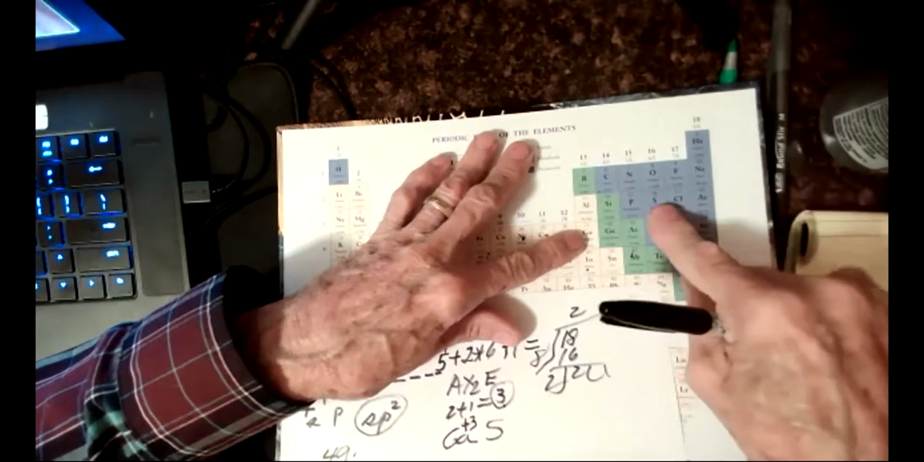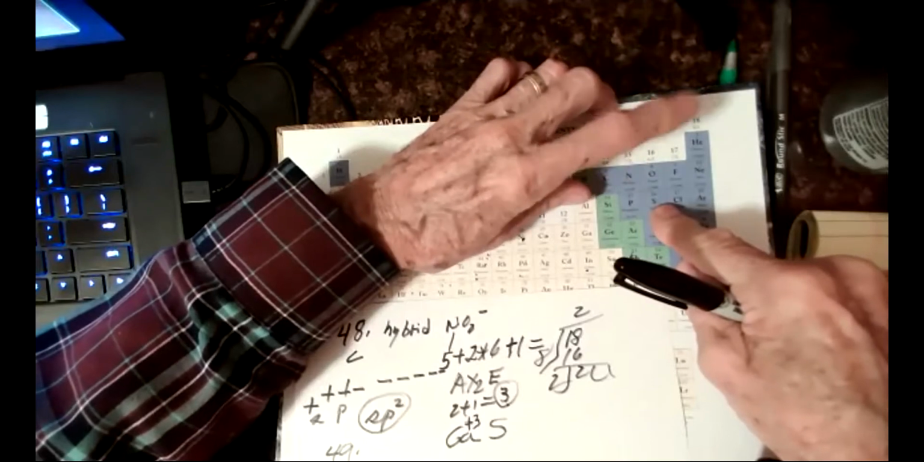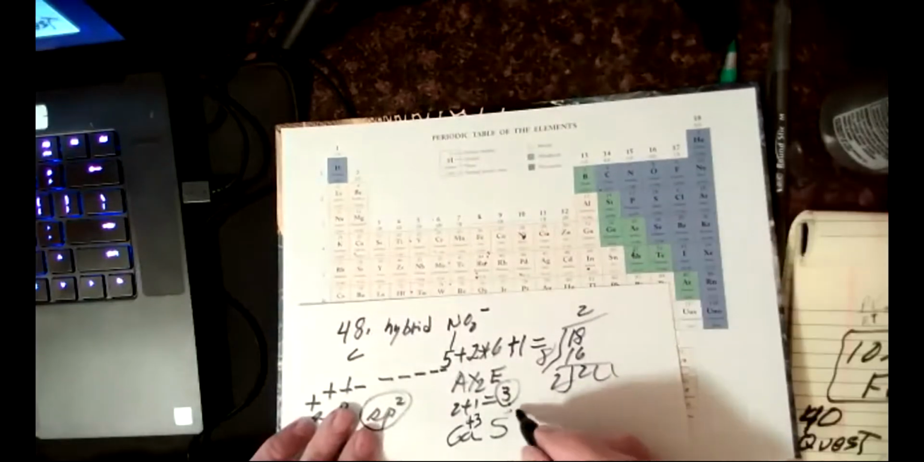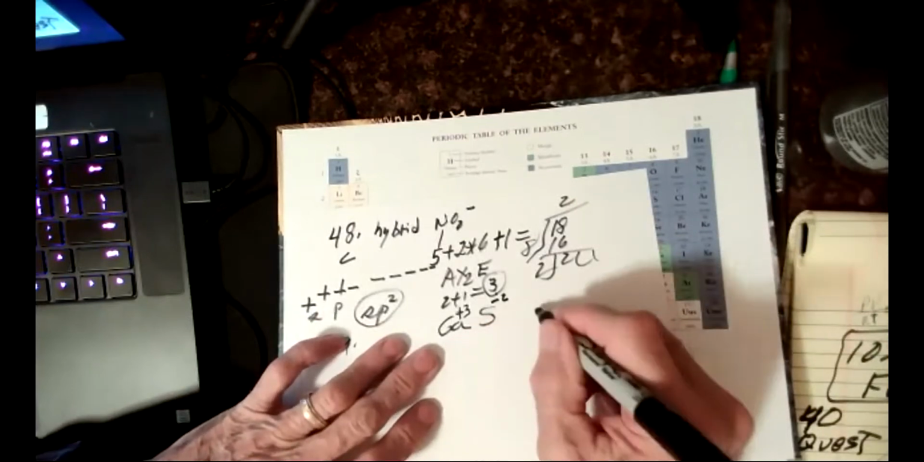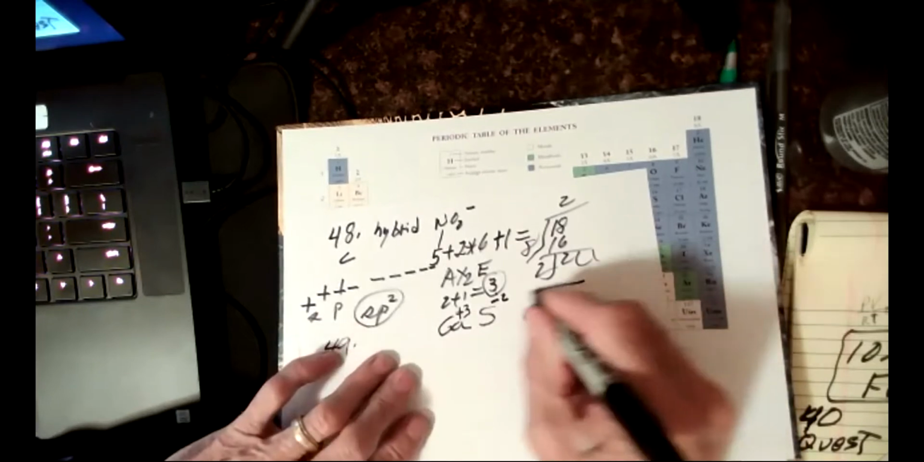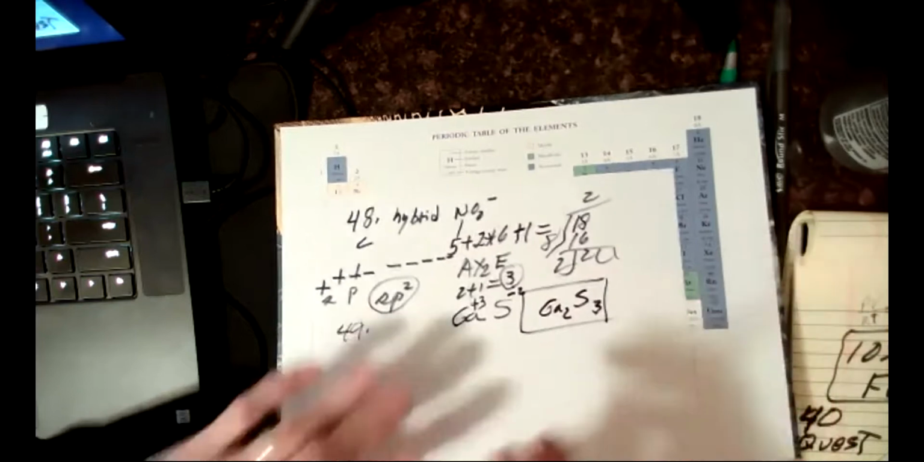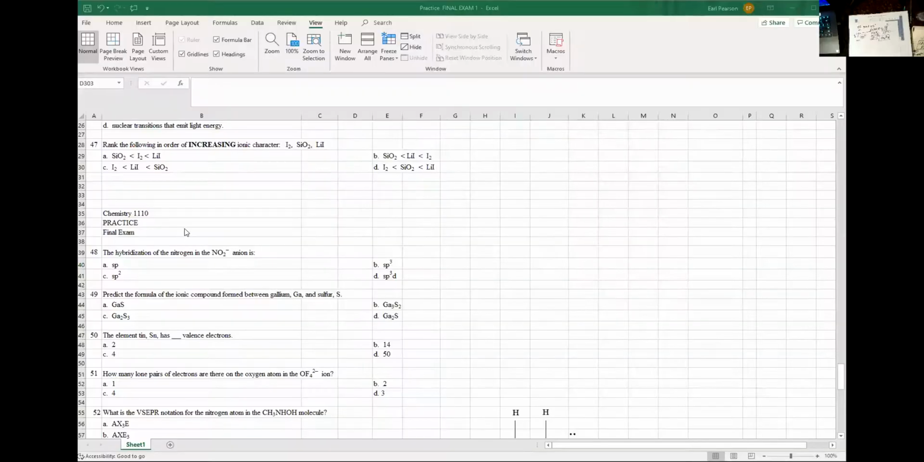Now, if I'm at sulfur, what should it be? It's in group 6. So 6 minus 8 is -2. So it would get a -2 charge. So I want a total of 6 charges. So I'll need 2 galliums, and I need 3 sulfurs. So the expected ionic compound of this gallium sulfide would be Ga2S3, and that would be response C.